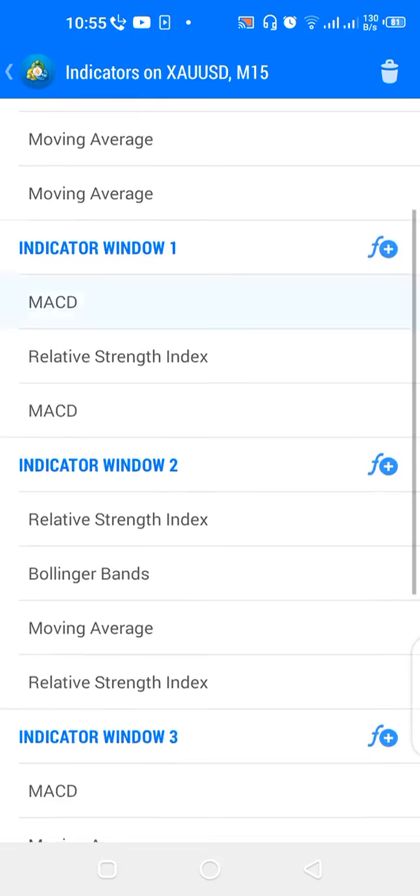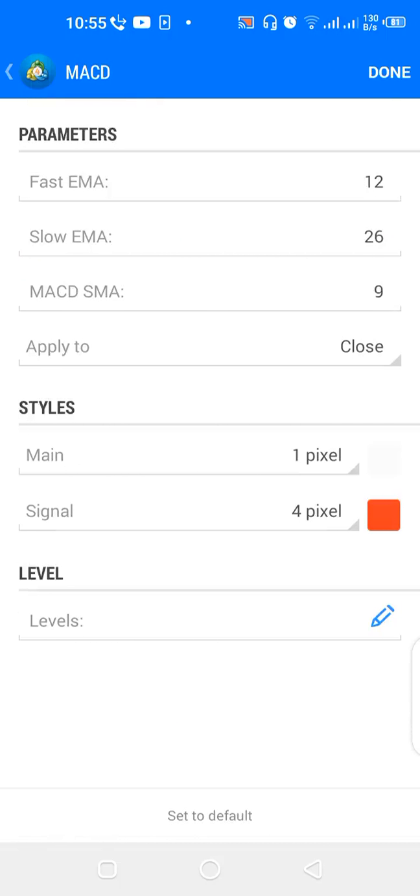For indicator window 1, we have MACD. Fast EMA is 12. Slow EMA is 26. MACD SMA is 9 applied to close. Okay, the main color of the main style will match the background color of the charts. The color of the signal style is red.